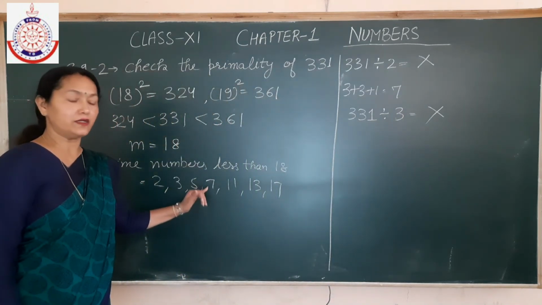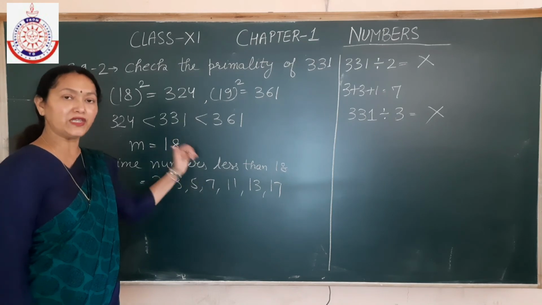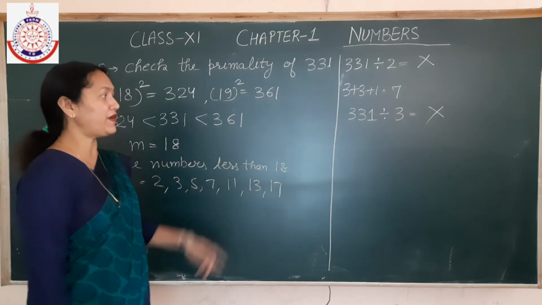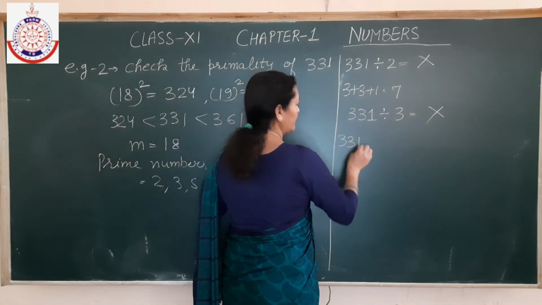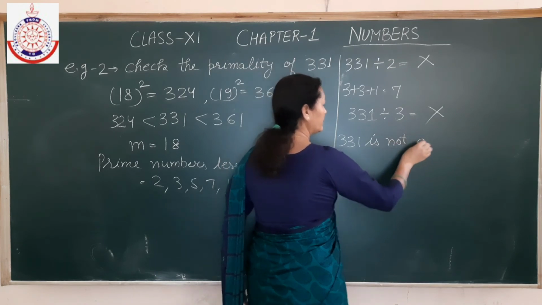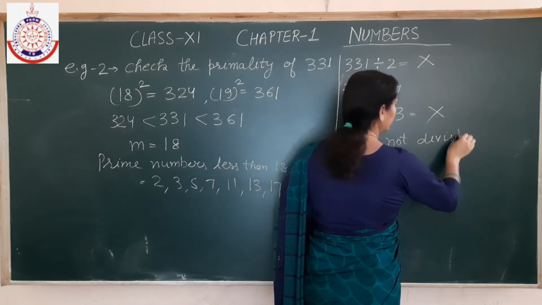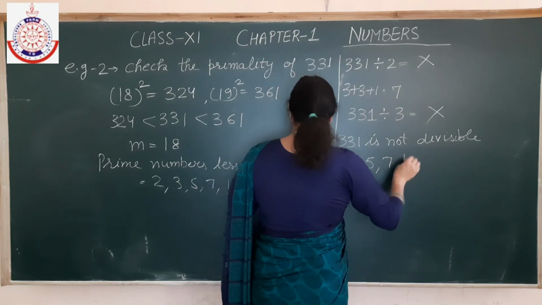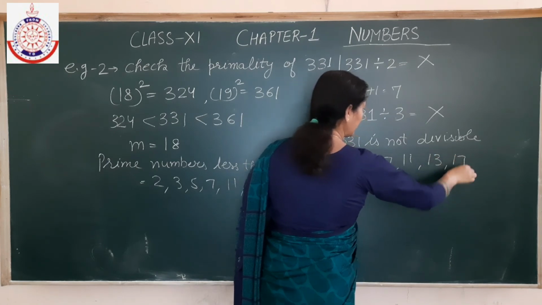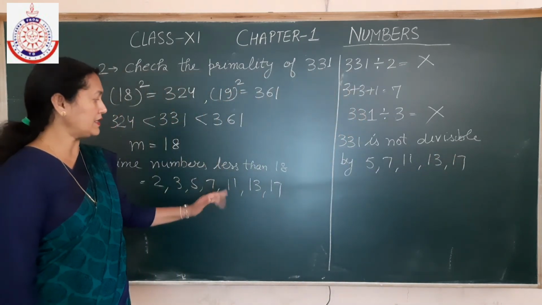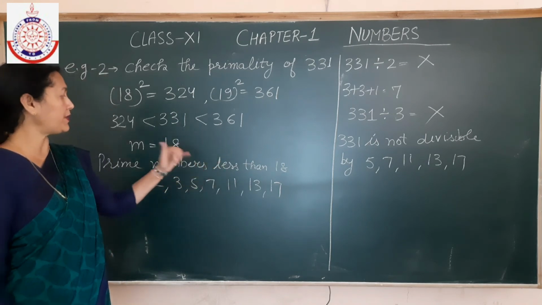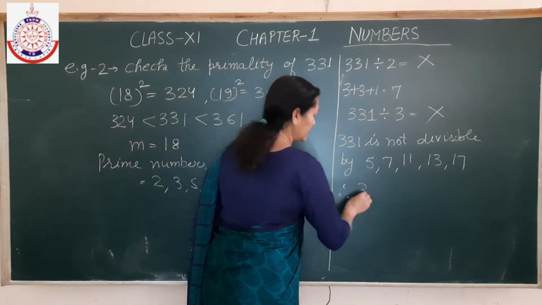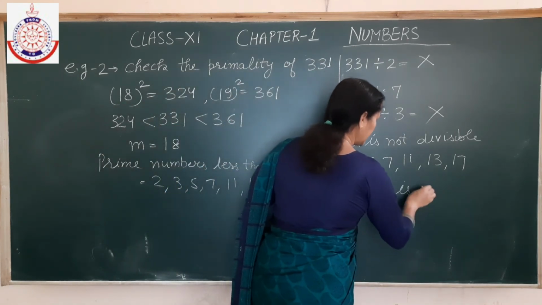In the same way, if you check the division of 331 with 5, 7, 11, 13 and 17, you will find that 331 is not divisible by 5, 7, 11, 13 or 17. So as 331 is not divisible by any of the prime numbers less than 18, 331 is a prime.